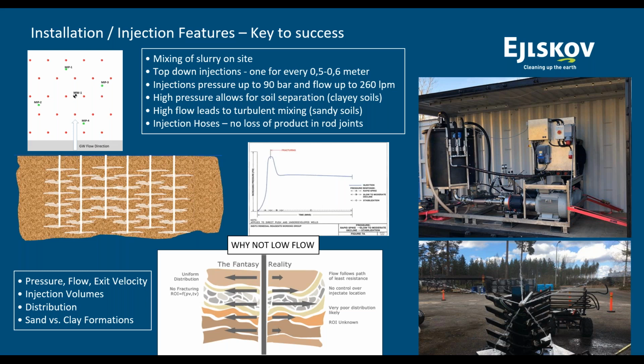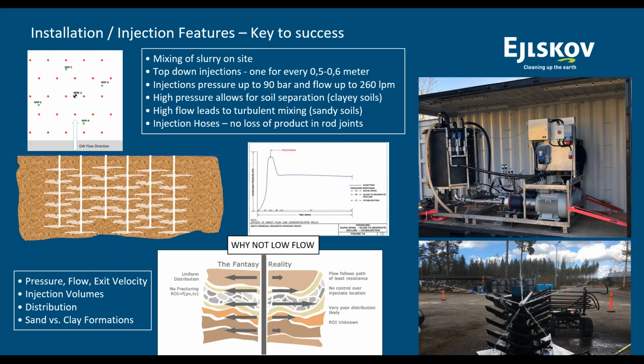The first feature of our installation technique is that we work on a triangular grid, which can vary generally between 1.5 meters and 2.3 to 2.5 meters, depending on the depth of the contamination to be treated. Injections are top down, every 0.5 meter or 60 centimeters. The working pressure that we operate at can be up to 90 bar. That's the system pressure that we are able to deliver, with flows up to 260 liters per minute. The reason why we want to work with high pressure and high flow is for two reasons.